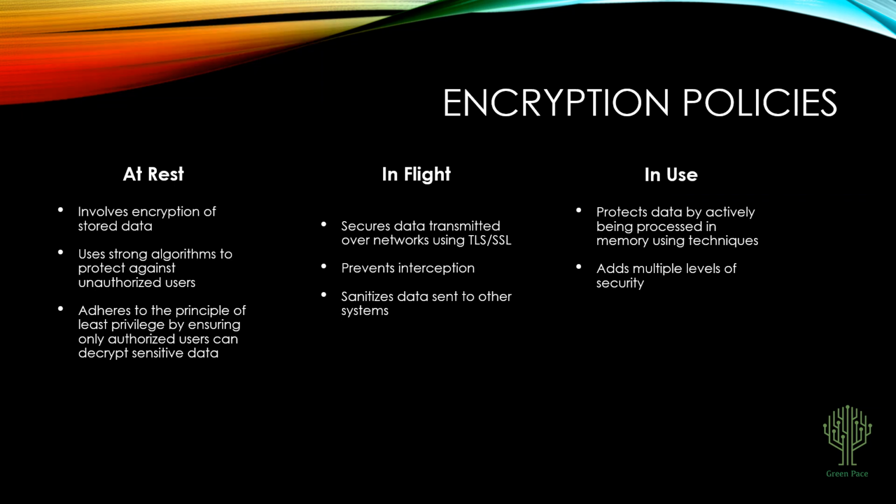Encryption policies ensure data protection across three key states: at rest, in flight, and in use. Data at rest is encrypted using strong algorithms to prevent unauthorized access, aligning with the principle of least privilege by restricting decryption to authorized users. In flight, encryption safeguards data transmitted over networks through protocols like TLS and SSL, preventing interception and ensuring data integrity between systems. Lastly, in-use encryption secures actively processed data in memory, implementing multiple layers of security to mitigate risks from potential breaches or unauthorized access during runtime.